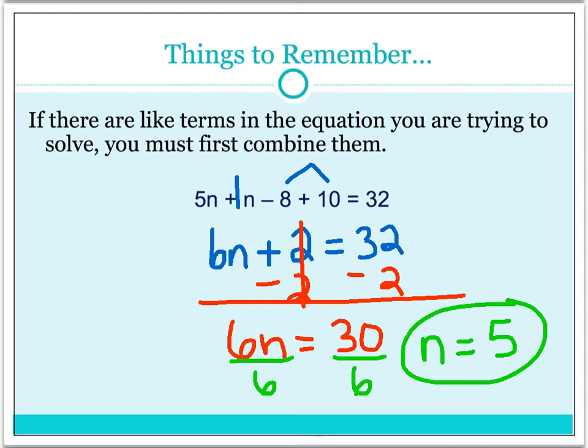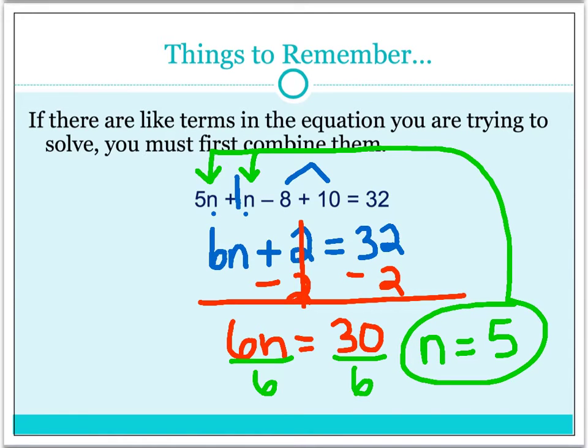Now again, if you wanted to check that equation, you would take the value of the variable and plug it in for each of these n's. So 5 times 5 would give us 25 here. 1 times 5 would be 5. So 25 and 5 would give us 30. 30 minus 8 and plus 10 would end up giving us 32. So that does work, and so we know that n equals 5 is a solution. So again, if you see like terms, then you must combine those before you begin doing your other steps.